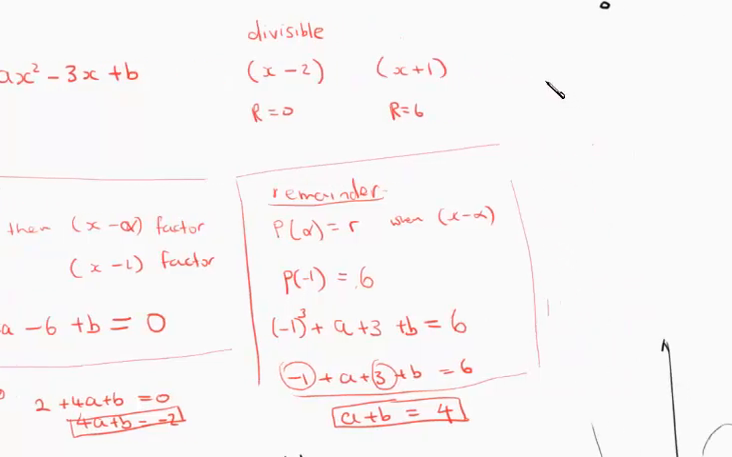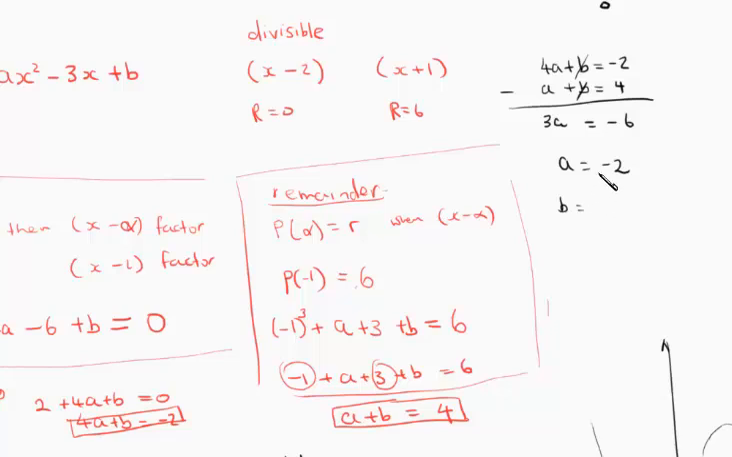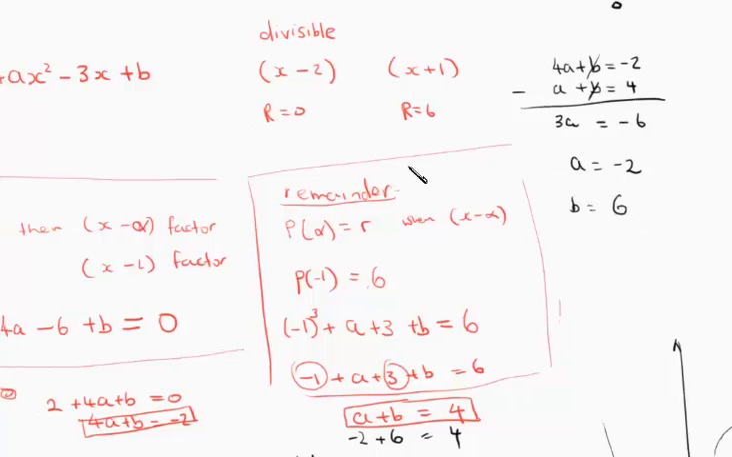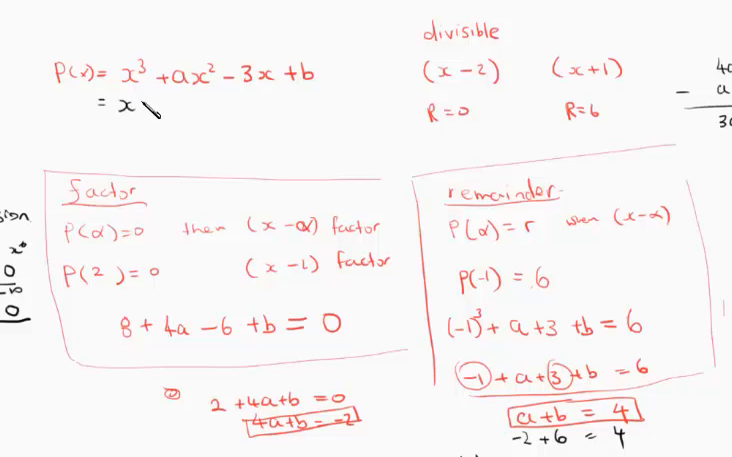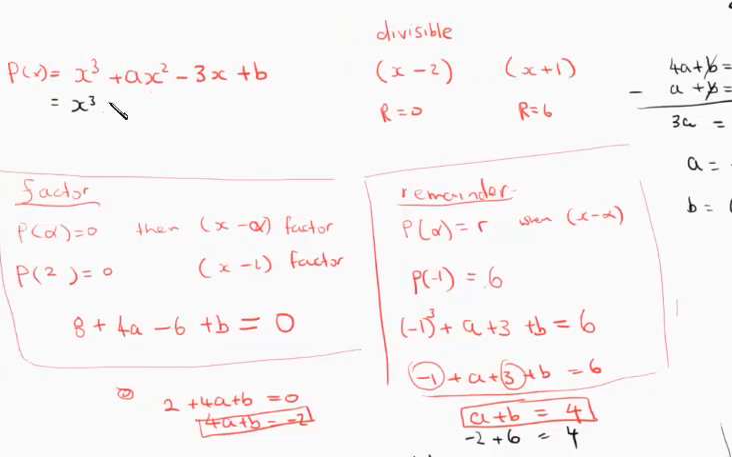I'm going to go back to blue again. So it's 4a plus b equals minus 2, and a plus b equals 4. I'm going to subtract. So that's 3a. b and b are gone. This minus this is minus 6, so a equals minus 2. And if a equals minus 2, let's sub that in here. If a is equal to minus 2, b must be positive 6 to give 4. You can use one of those equations. So b is equal to 6, which tells us that this is x cubed minus 2x squared minus 3x plus 6.